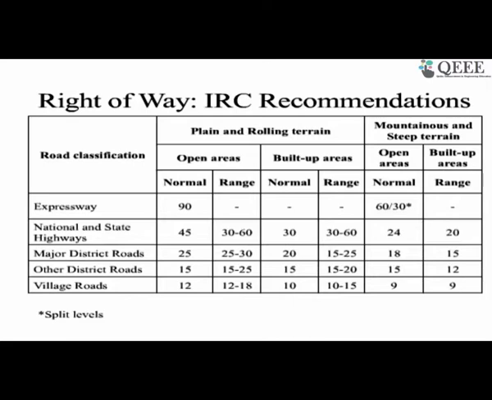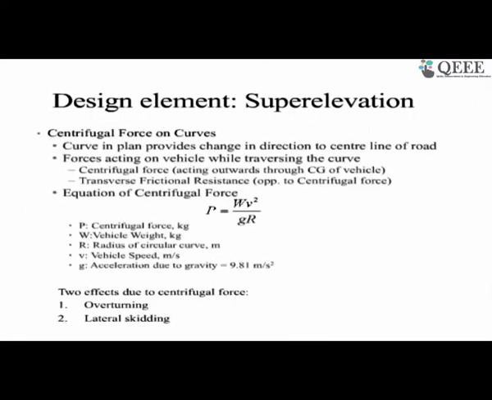So this is the overall table for different categories of road, and the different right of way needed. Now let's move on to some interesting design elements. One of the design elements we discussed in the last class, or yesterday, was the stopping sight distance.